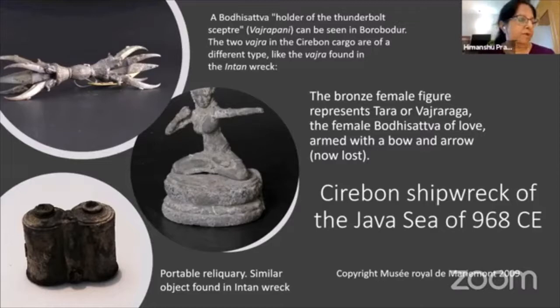A careful analysis of the ritual objects has led Horst Liebner to suggest that the ship carried several Buddhist practitioners on board. And I would like to draw your attention especially to two objects, the female figurine in the middle of the slide, which has been identified either as Tara or Vajraraga. The vajra has often led scholars to talk about Vajrayana Buddhism and esoteric Buddhism, but at the bottom of the slide, you see a portable reliquary. And this reliquary was formed by joining two cylinders and was identified as a portable reliquary. Similar objects have also been found at other shipwreck sites, including at Intan's site, which I talked about earlier. Next slide, please.